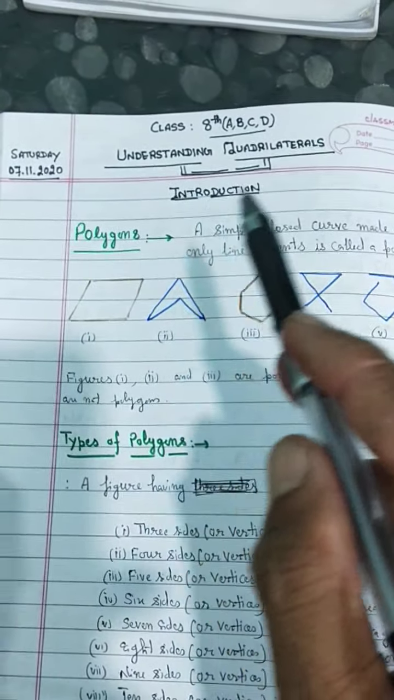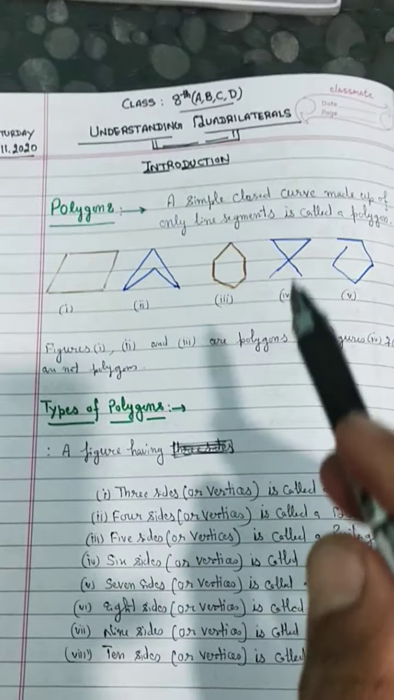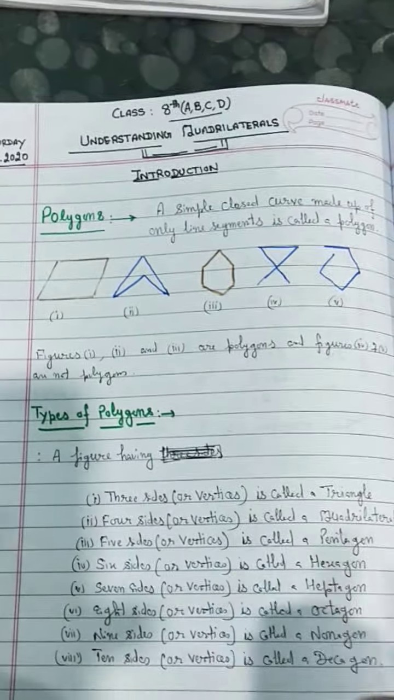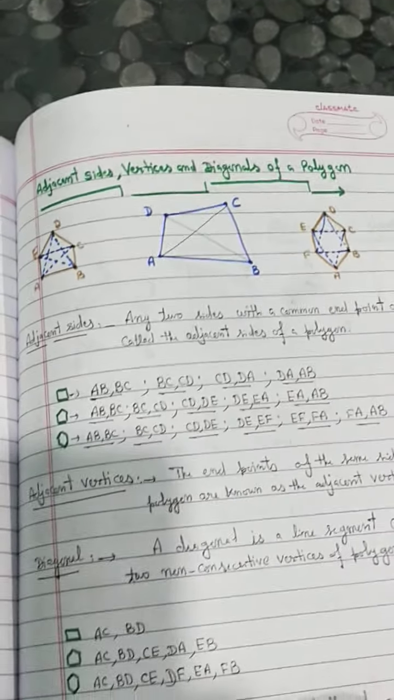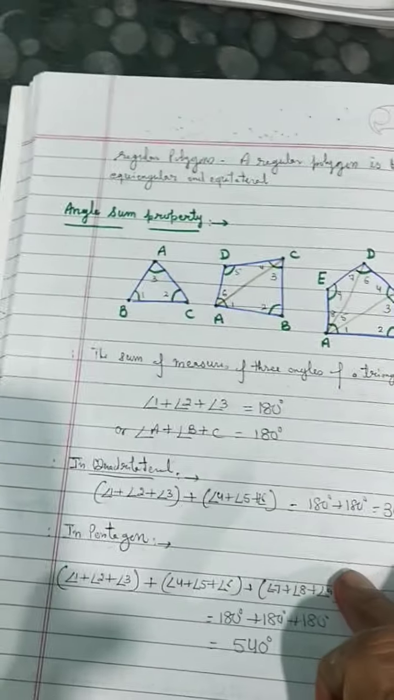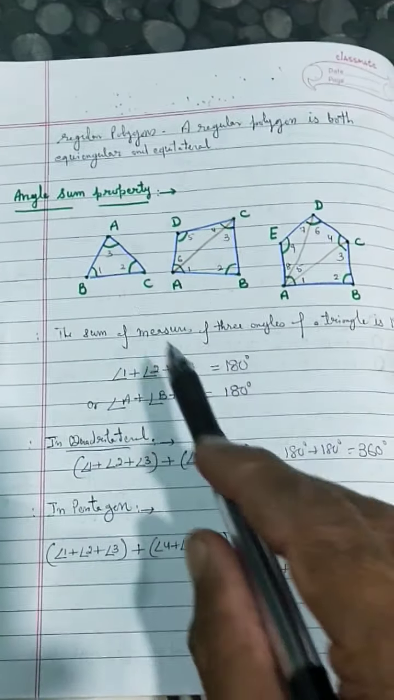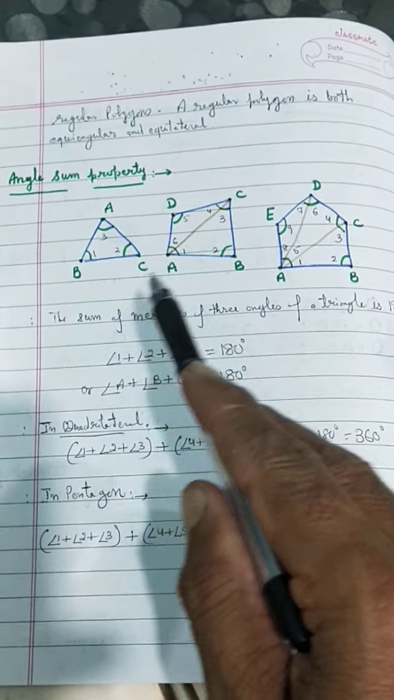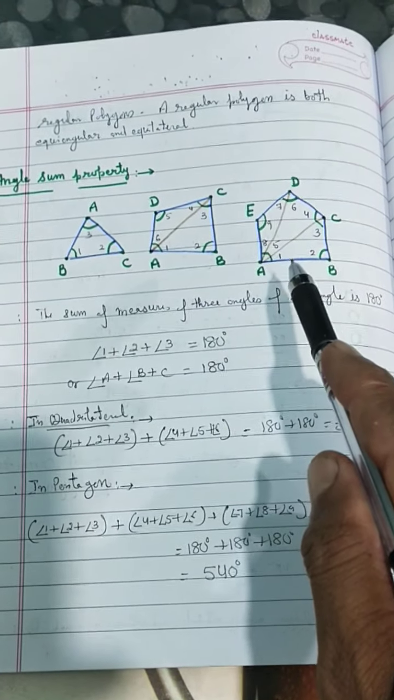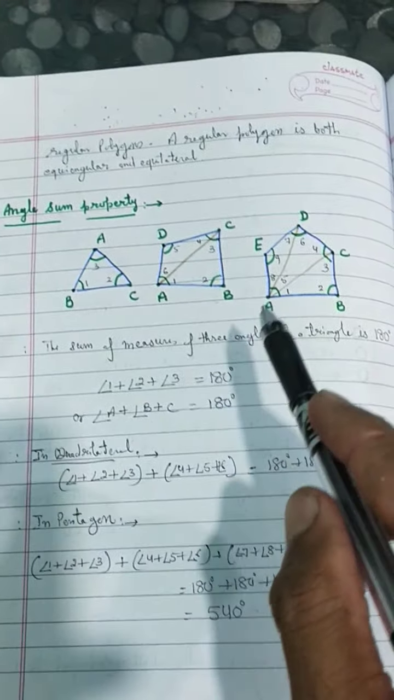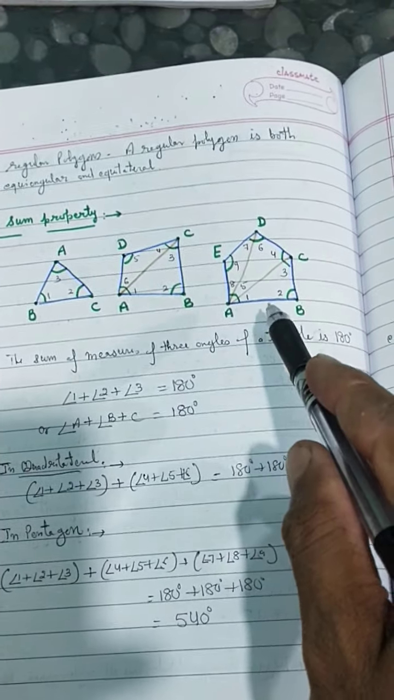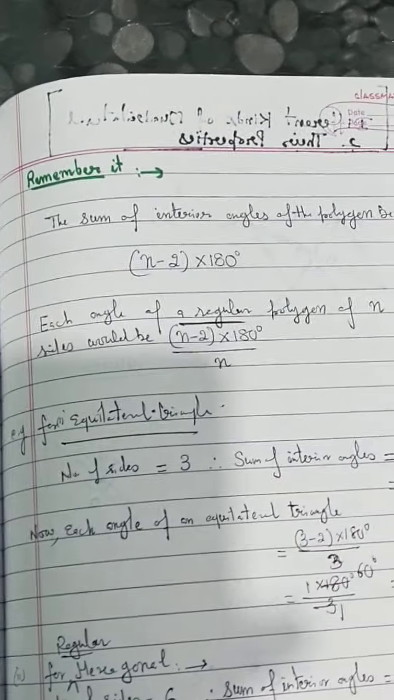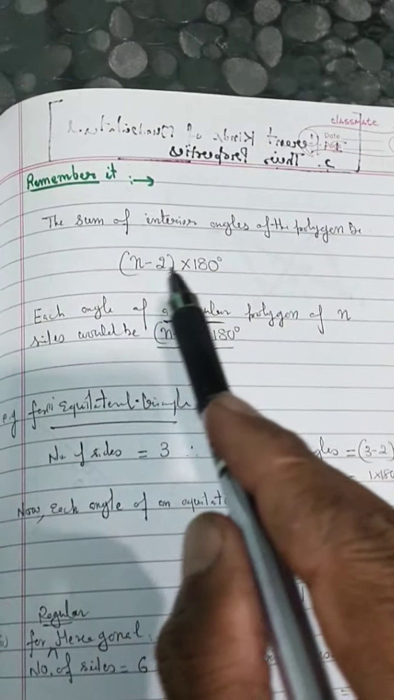your chapter, Understanding Quadrilaterals, and the introduction of quadrilaterals, polygons, types of polygon. Next, adjacent sides, vertices, and diagonals of a polygon. Then angle sum property of triangle, quadrilateral, pentagon. You have to show this angle sum property by activities of triangle, quadrilaterals, pentagons. And then remember it, this formula you can use in worksheet 1.